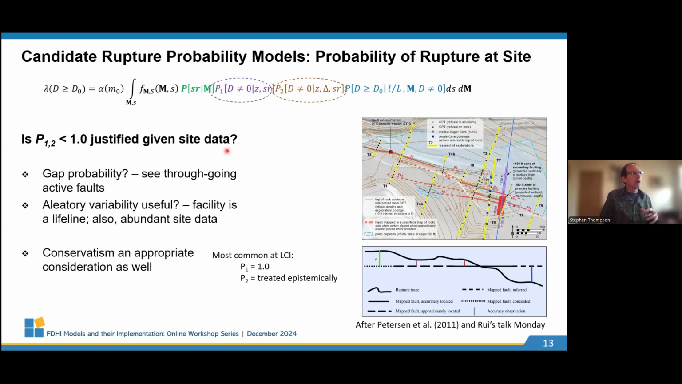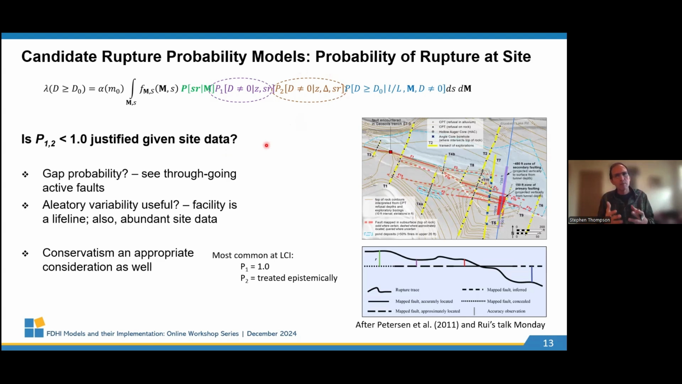And then the other formulation, this P2, that deals with aleatory uncertainty in rupture location, we have to ask the question whether that aleatory variability is useful from project to project. First, this facility is a lifeline, so it's got to cross it somewhere.